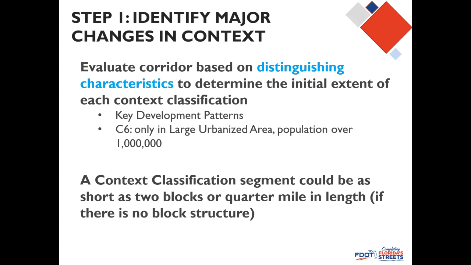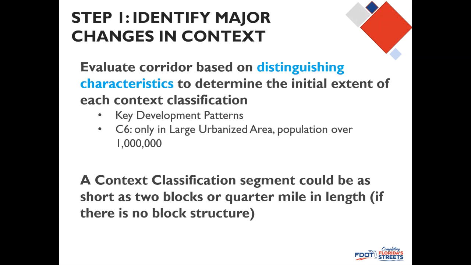Based on the calibrations we've done in Florida, we've looked at 2 blocks as a good size. Well, now how big is a block? We've seen blocks as short as 300, 350 feet, up to 1,000 feet sometimes. So don't get too concerned about exactly how long a block is. Just look at your network structure, and 2 blocks, whatever size your blocks are in whatever area you're working in, that'll be sufficient for a minimum length of a context classification segment.